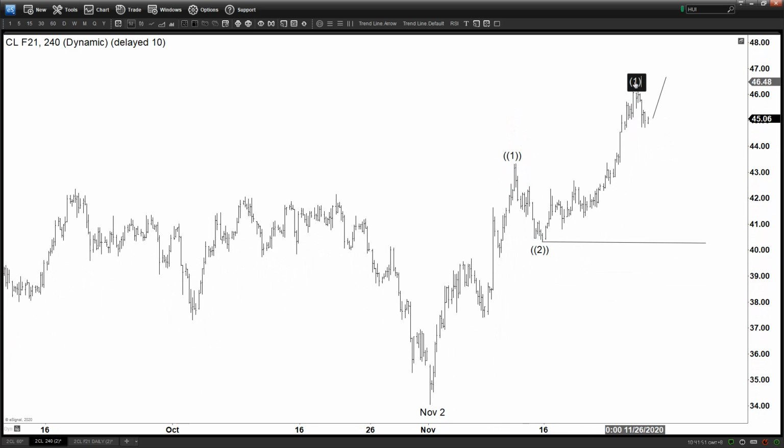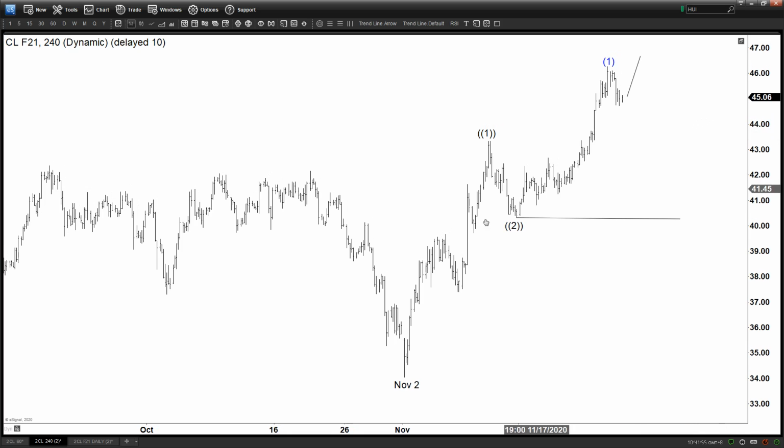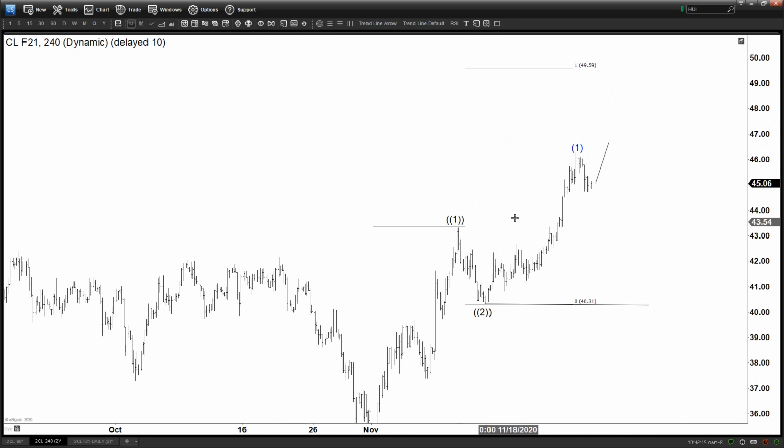Another thing we need to pay attention to, I guess the next question is, what if this is actually only a correction? Can we count this as maybe an ABC? A, B, C, shouldn't that be possible? First of all, if you want to count this as an ABC, we have not reached the 100%. So regardless whether corrective or impulsive, you're still looking for more upside anyway.